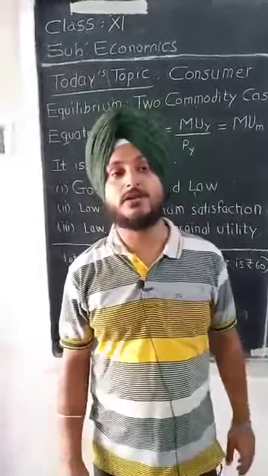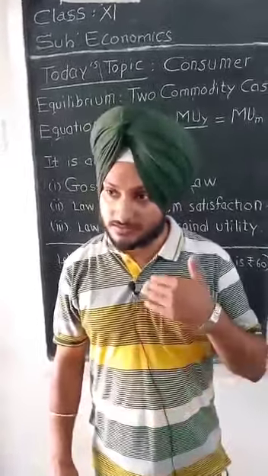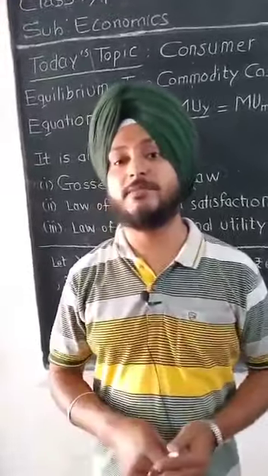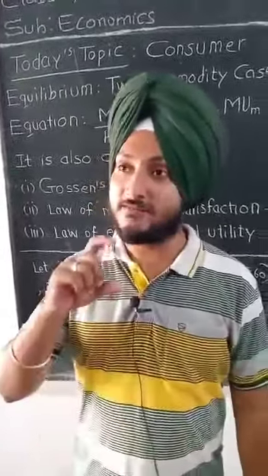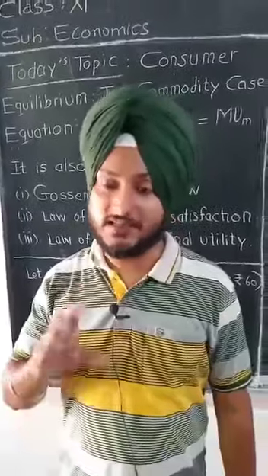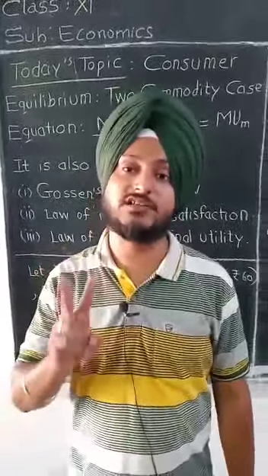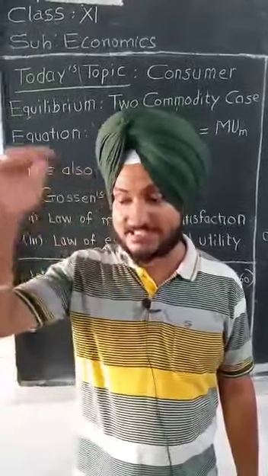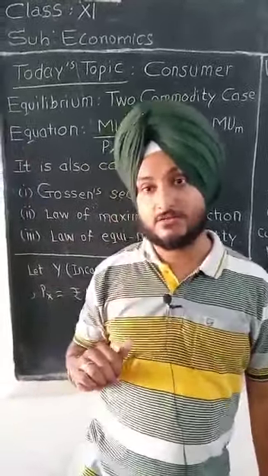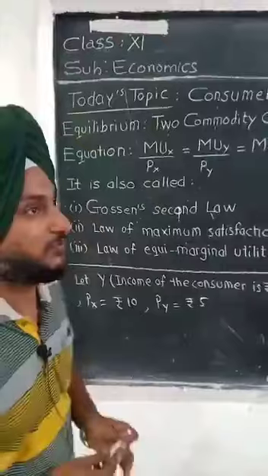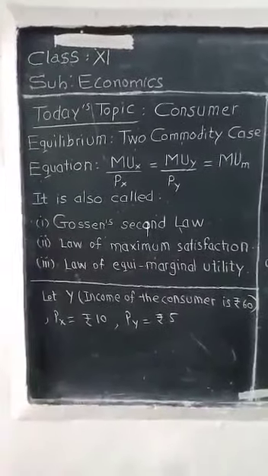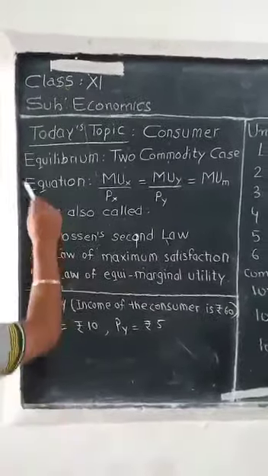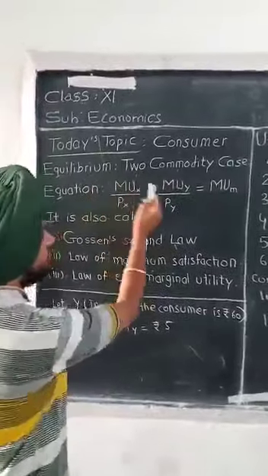Now in this video we are going to discuss consumer's equilibrium in the two commodity case: what combination of two different goods a consumer should buy so that he can get the maximum satisfaction. This is what we have to keep in mind. Students, now let us begin, and all the best for your great learning. So today's topic is consumer's equilibrium, two commodity case.